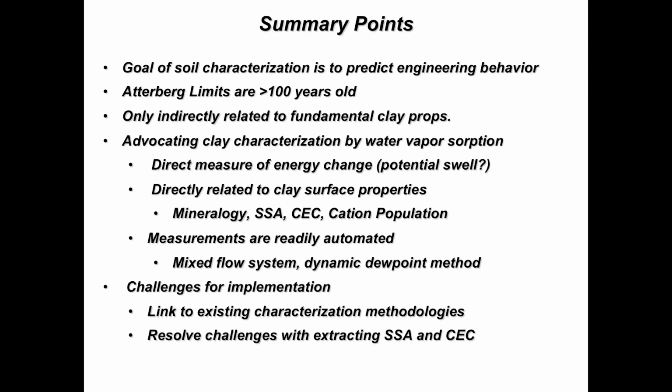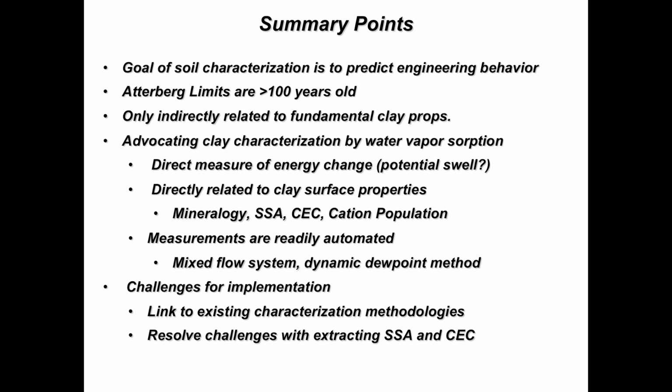Finally, just to summarize, the goal of soil characterization ultimately is to predict engineering behavior. The tools that we're using to do this in engineering practice, Atterberg limits, these are certainly archaic. These are sort of arbitrary index tests that we use to define these consistency limits. They're over 100 years old, and they're only indirectly related to the basic properties that control clay soil behavior. So surface area, cation exchange capacity, cation type. These are the things that really control soil fabric, and soil fabric is what really controls its engineering behavior.